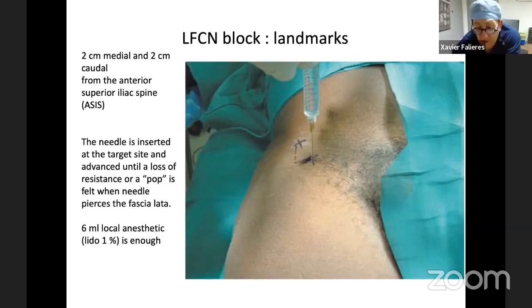So remember the combination with a femoral block, a fascia iliaca block with a lateral femoral cutaneous nerve block, is very good for the anterior side of the thigh, still under the knee. And don't forget for the lower limb, for foot surgery, ankle surgery, that you will need also the saphenous, and the saphenous is a branch of the femoral nerve.